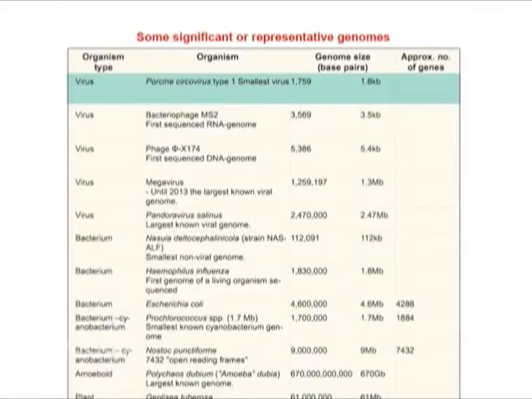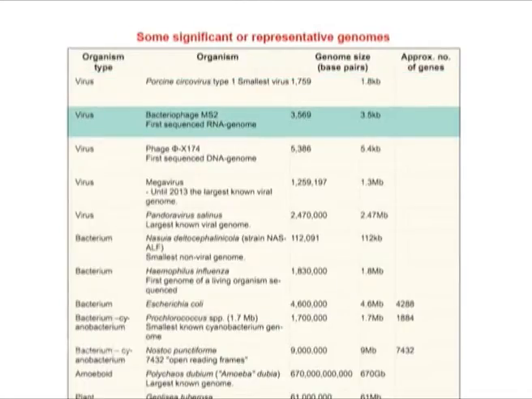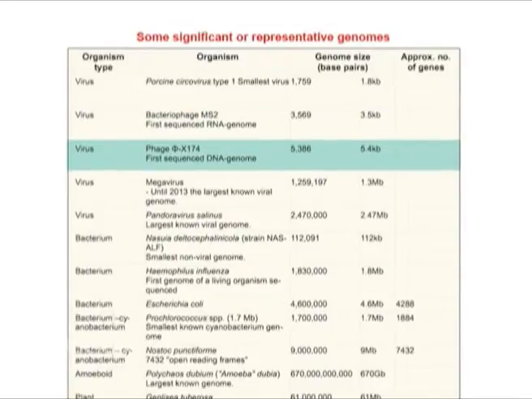Virus, for example porcine circovirus type 1, which is the smallest virus, has a genome size of 1.8 kilobase pairs. Virus bacteriophage MS2, the first sequenced RNA genome, has a genome size of 3.5 kb. Virus phage phiX174, which was the first sequenced DNA genome, has a genome size of 5.4 kilobase pairs.